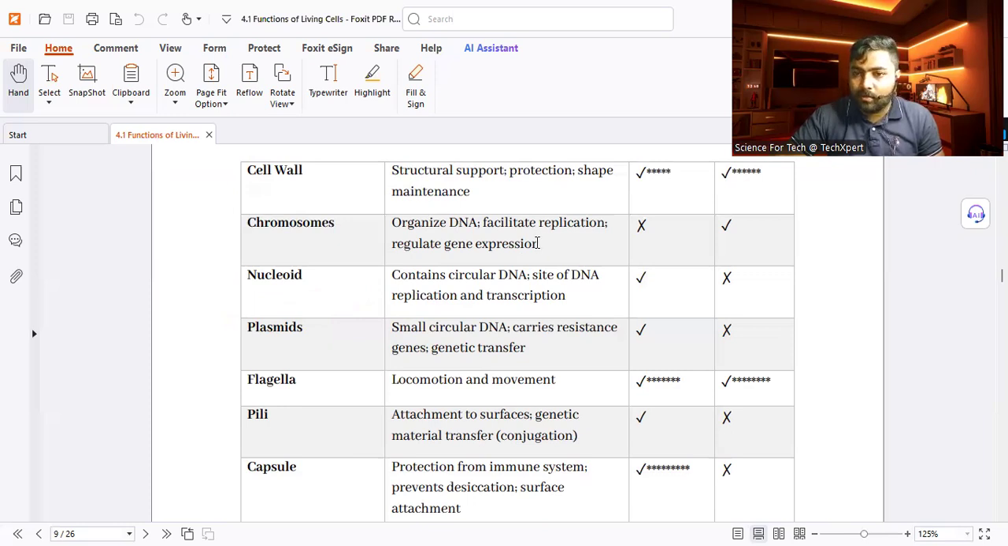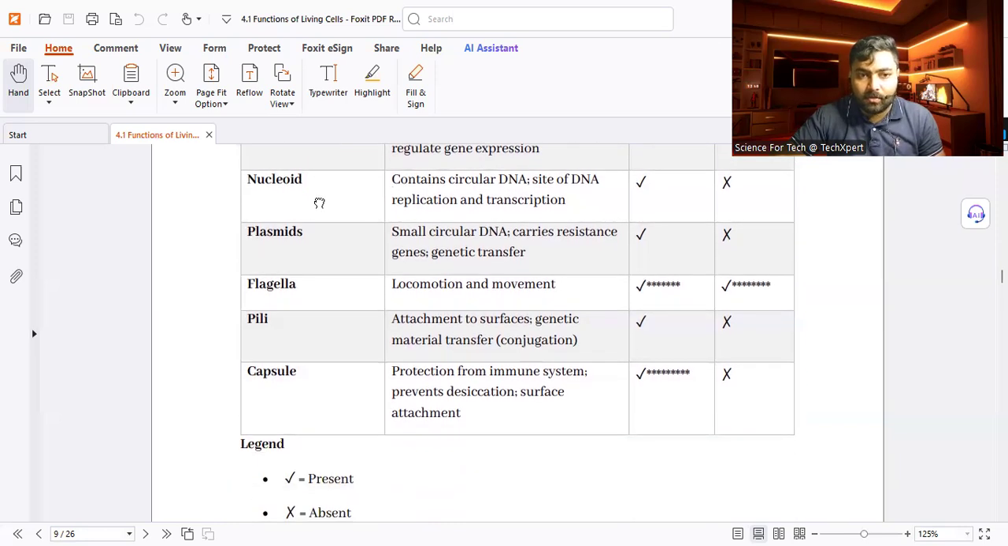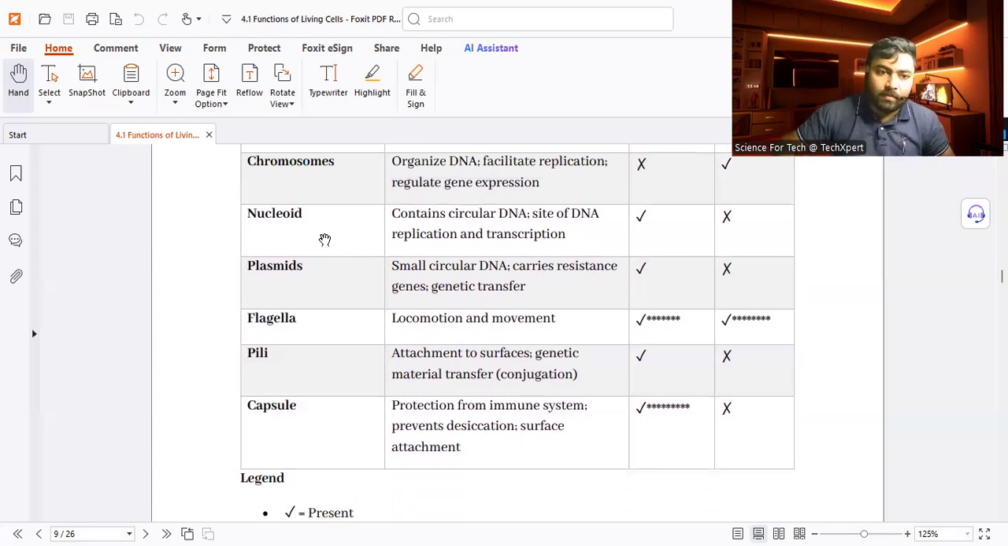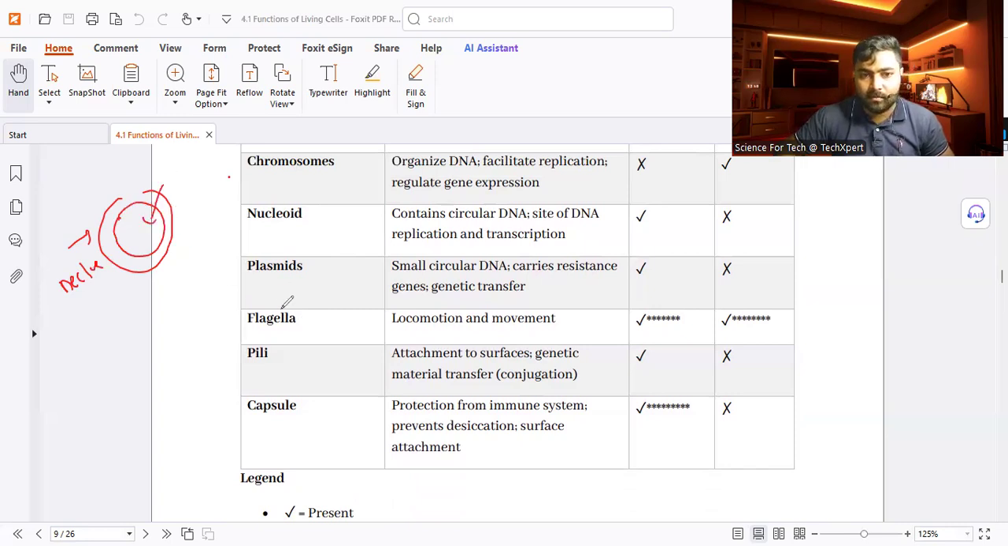In eukaryotic cells, there are chromosomes with histone protein. And the next one is called nucleoid. Nucleoid means there is another structure within the nucleus. This is the nucleus and the nucleoid is within this nucleus. It contains circular DNA, the site of DNA replication and transcription.